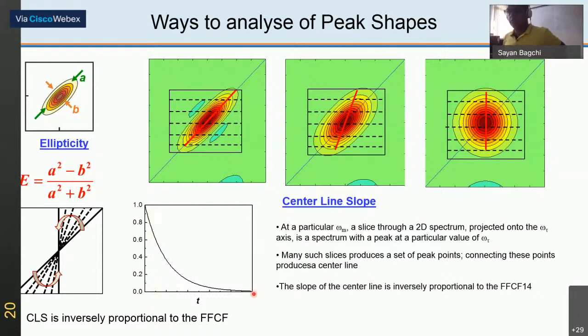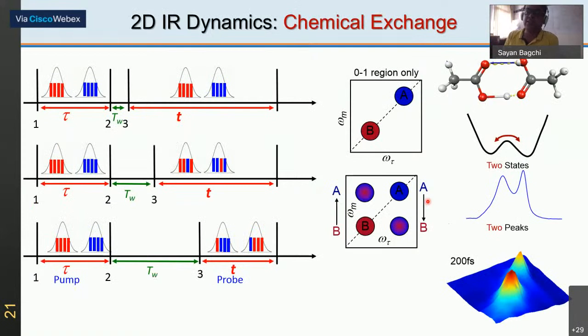In other words, we are starting from something toward the diagonal, and the slope will kind of move toward the left, if you think here, and in this quadrant, it will move toward the right, and it will become perpendicular. And the inverse of the slope is plotted here, and this is known as the center line slope. So now I have mentioned that this is the fluctuation time scale we can get.